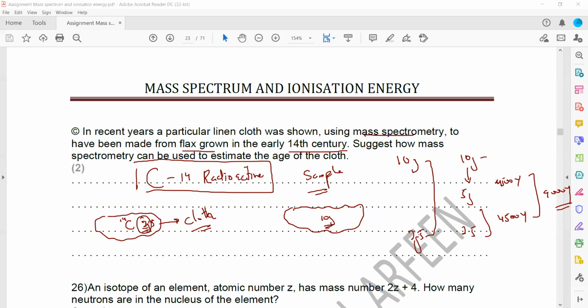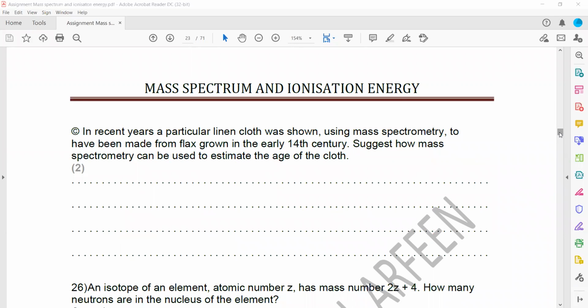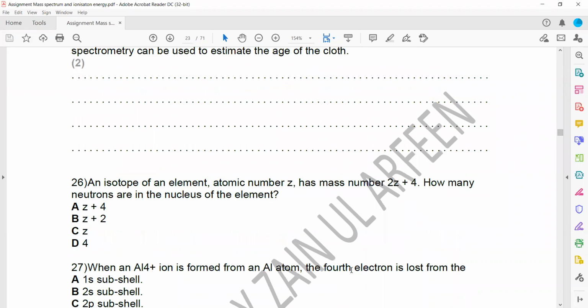So the simple way, using a mass spectrometer, we'll identify the percentage of carbon 14 and then compare with the half-life of carbon 14, and using the half-life we can work out how much time it will take to decay, and using this we can estimate the age of this cloth which was believed to belong to the 14th century. Is the concept clear? So the first part is related to mass spectrometry and the second part is related to the physics in which we work out the half-life and identify the age of the plant.